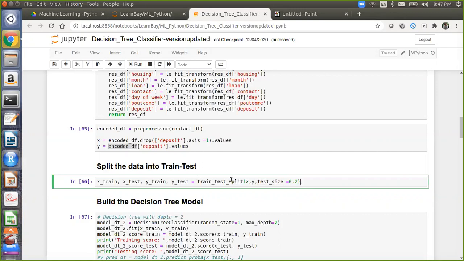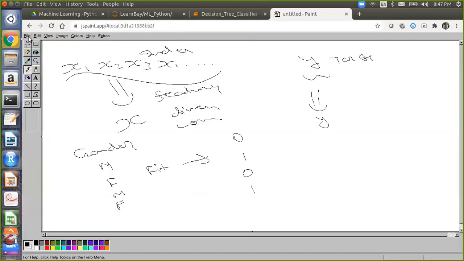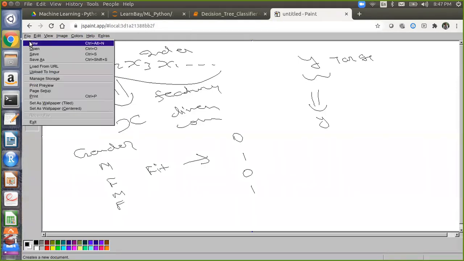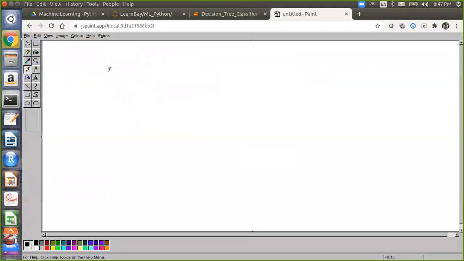Now this train test split will generate 4 outputs: X train, X test, Y train and Y test. Here X is only the deposit column you are taking. Deposit column, not deposit; the default column is the target variable. So now X train, Y train, X test and Y test.